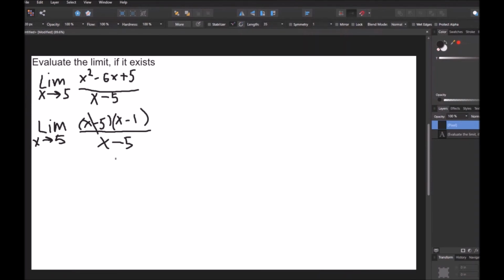Then this x minus 5 and x minus 5 are going to cancel out, so I'm going to have the limit as x approaches 5 of x minus 1, and now I can just directly substitute the 5 in for x and get 5 minus 1, which is 4.